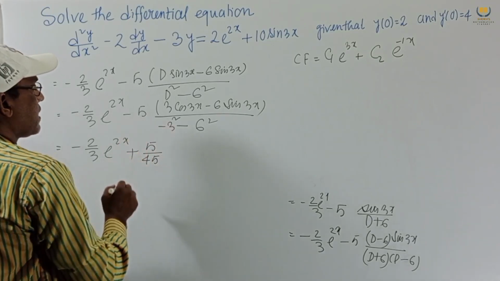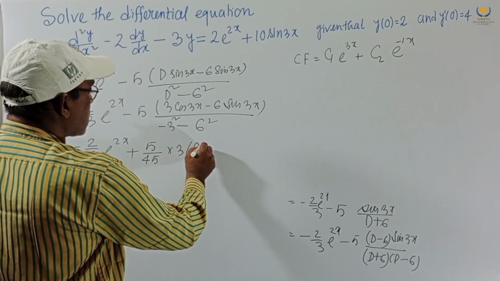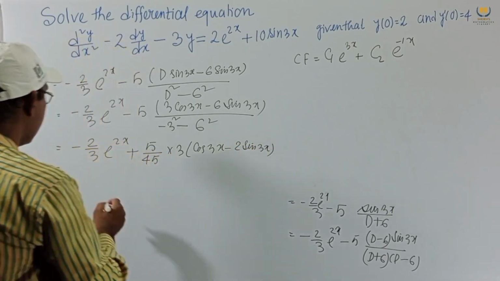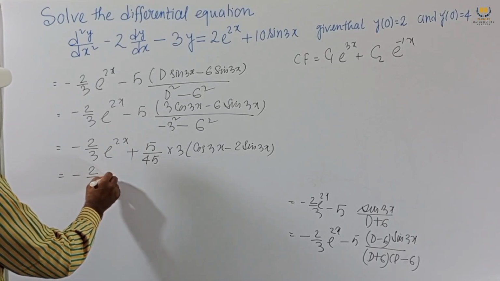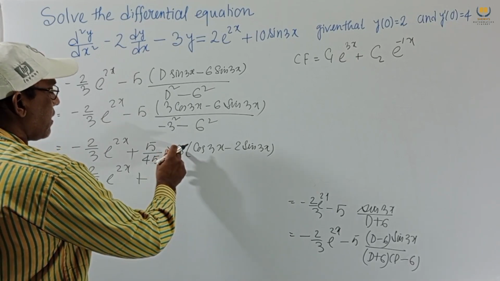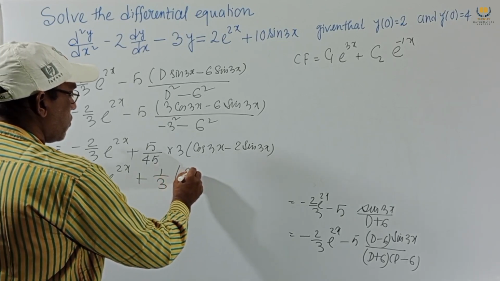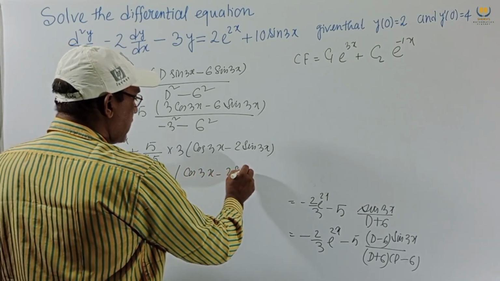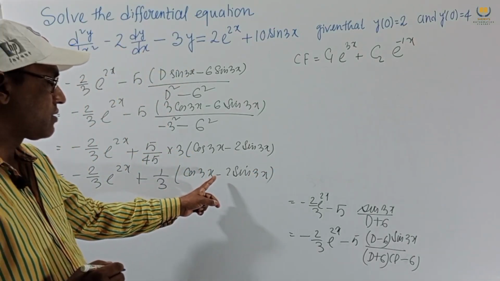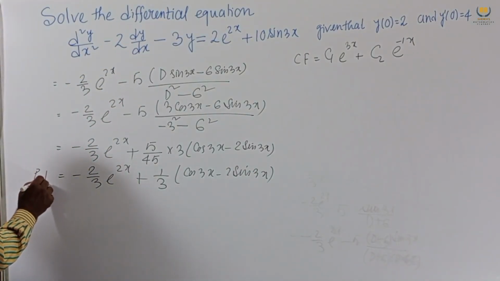And this minus and minus make plus, and from the numerator taking 3 common, we get cos 3x minus 2 sin 3x. So this is minus 2 by 3 e to the power 2x plus, and 15 over 45 gives 1 by 3, times cos 3x minus 2 sin 3x. So this is our particular integral.